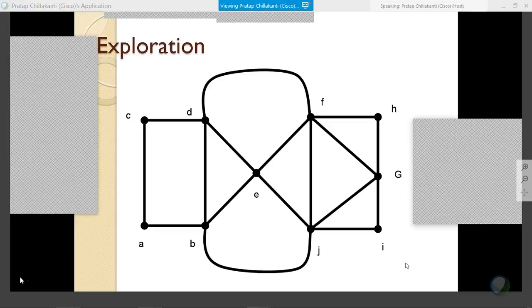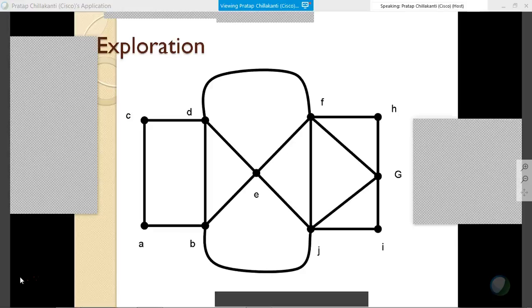Looks like I can go from G to, let's say I go G, H, F. If I do E, G, H, F, E, E to D, C, A, B, B to J, and J to I, and from I to G. Right? That is one path.